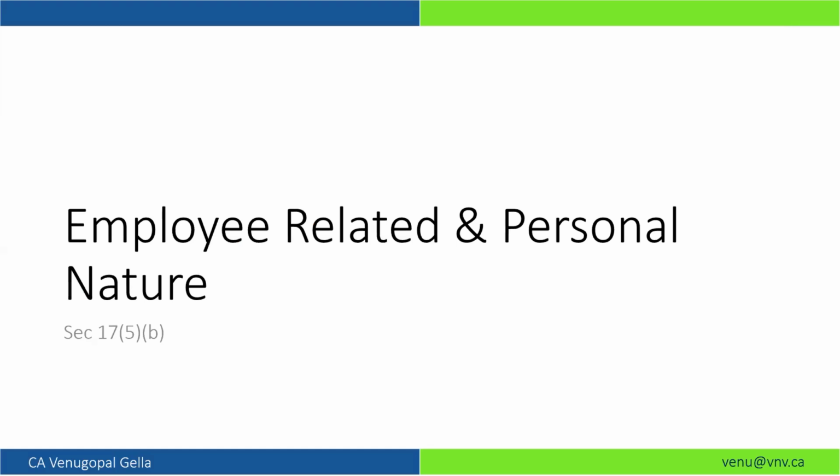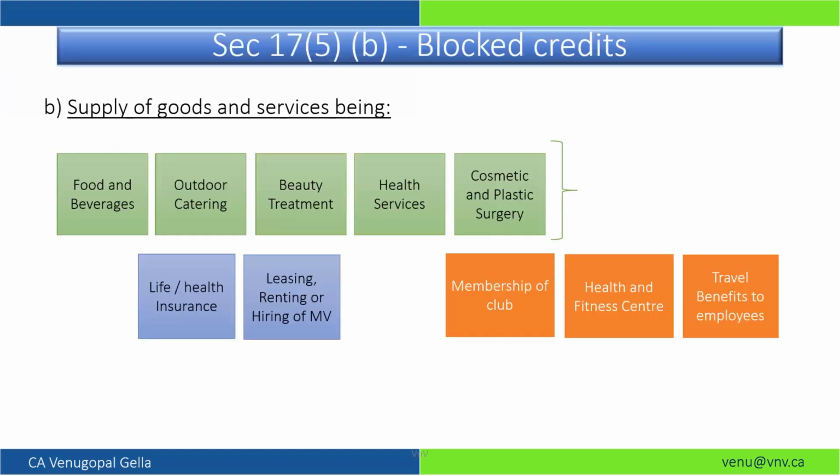Then come the employee-related and personal nature items. In this, what they have covered is food and beverages, outdoor catering, beauty treatment, health services, cosmetic and plastic surgery, life and health insurance, and leasing, renting, hiring of motor vehicles. If any of these is an expense in your company, make sure you don't avail ITC on it, even though it is for business purposes. Even though you are incurring it for the purpose of business, these are specifically disallowed.